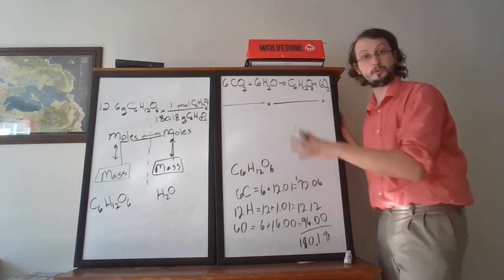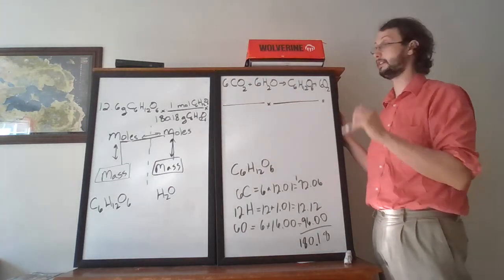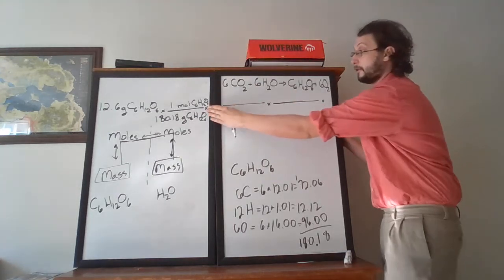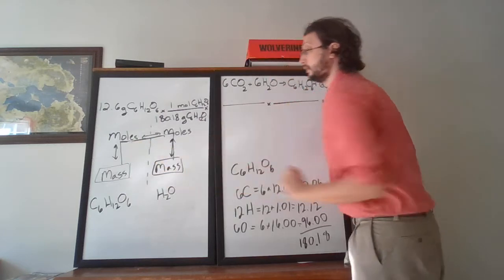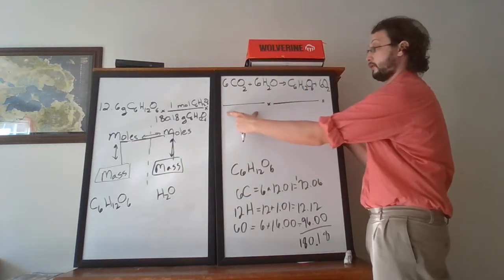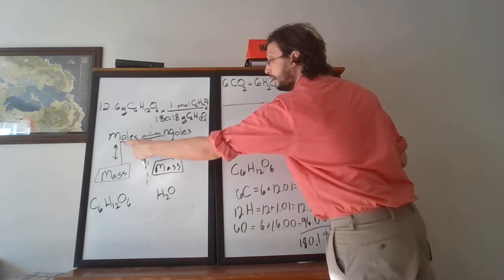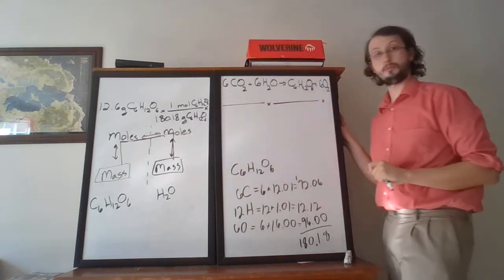And we know how to do each of these one steps. It just looks intimidating when it's a bunch of them. So we've taken our first step. We went from mass to moles of glucose. Let's go to our second conversion factor. The second arrow is going from moles of glucose to moles of water.